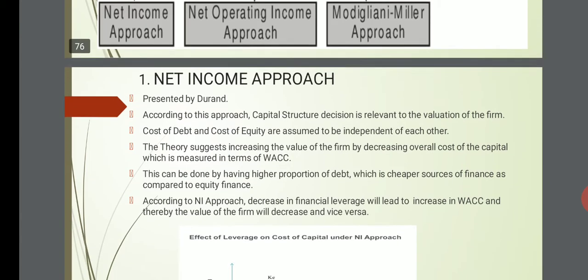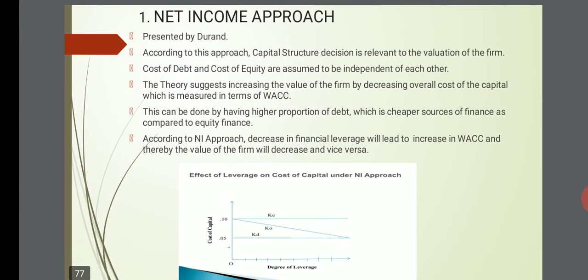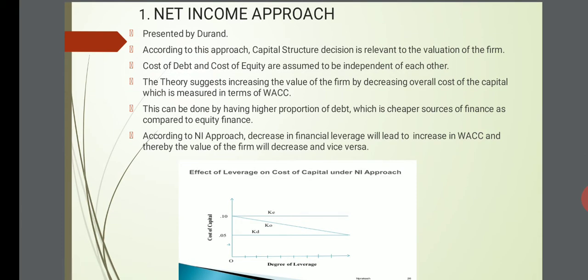Let us go for net income approach first. Net income approach was given by Durand. According to this approach, the capital structure decision is relevant to the valuation of the firm. The cost of debt and cost of equity are assumed to be independent of each other. The theory suggests increasing the value of the firm by decreasing overall cost of capital, which is measured in terms of WACC, weighted average cost of capital. This can be done by having a higher proportion of debt, which is a cheaper source of finance compared to equity.